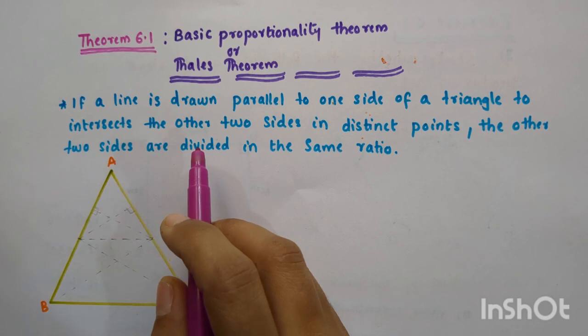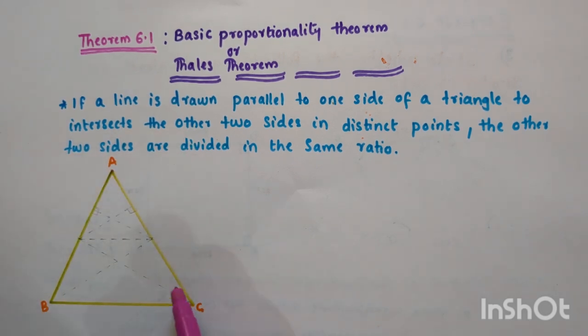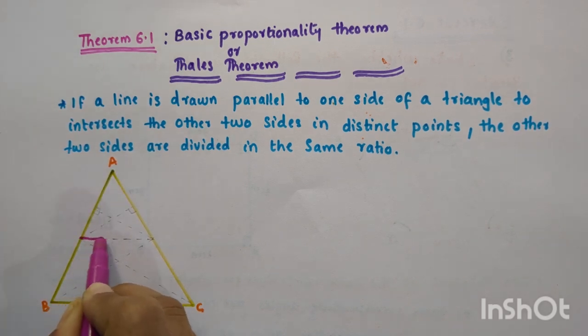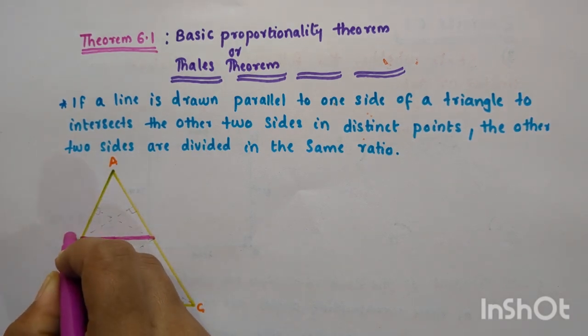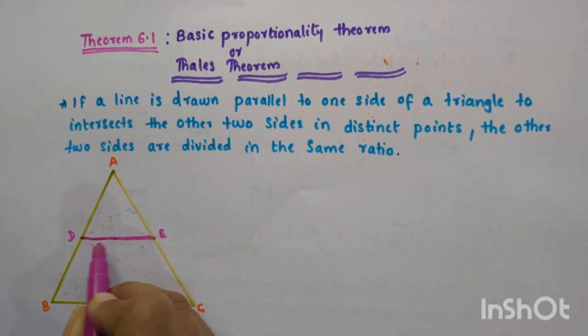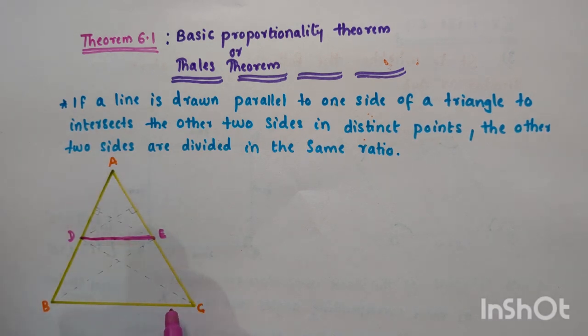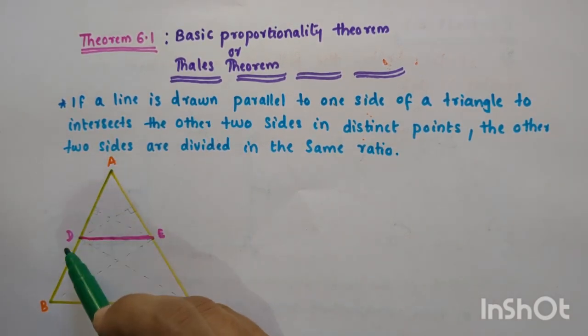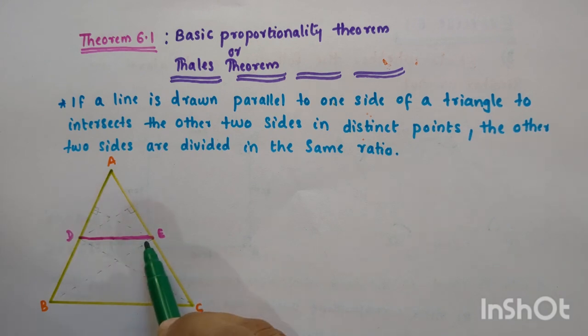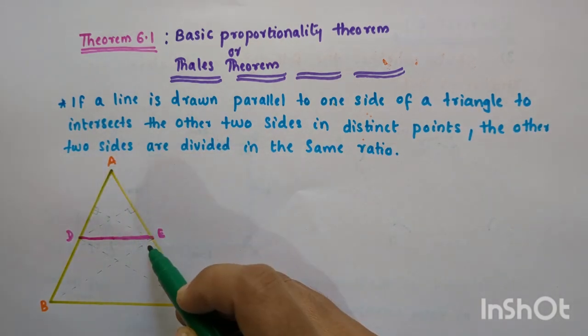To explain this theorem, let us consider a triangle ABC. Now, let us draw a line which is parallel to the side BC of the triangle. I am naming this line DE. So, we have drawn a line DE which is parallel to the side BC of triangle ABC. This line DE intersects the side AB at point D, and the side AC at point E.